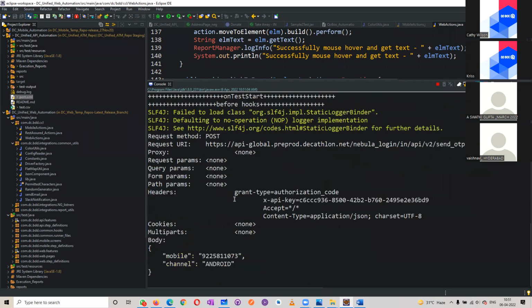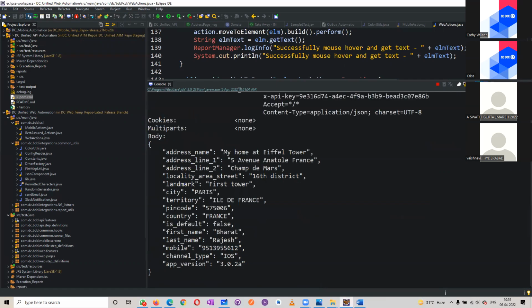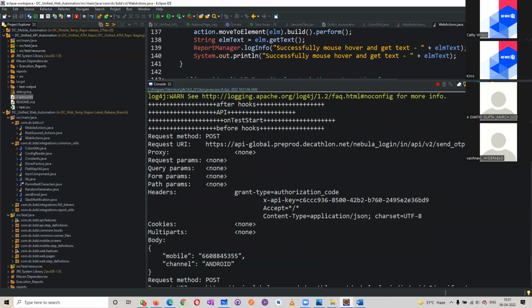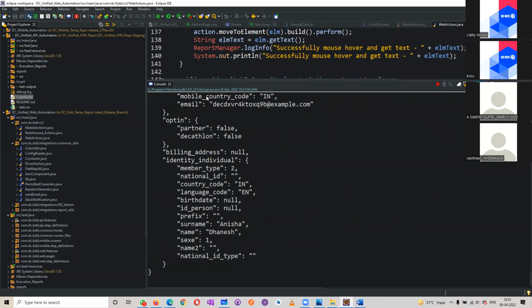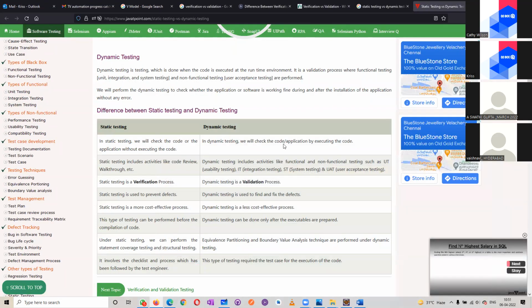It started the execution. So this is how, I'm executing and then testing something, so this is called dynamic testing. Without executing and just verifying that particular content, this is called static testing. So that is the basic difference between static testing and dynamic testing.